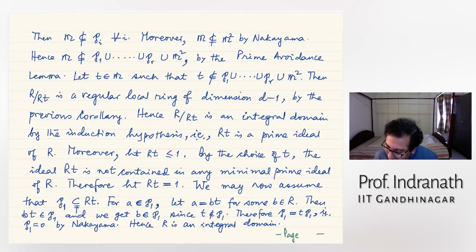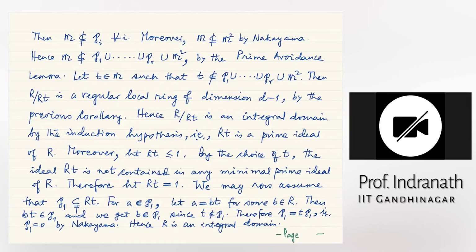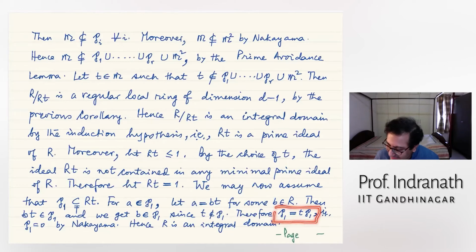So P1 is not contained in RT. If you take any element in P1, then obviously this belongs to RT, say BT, and therefore BT belongs to P1. And we get B belongs to P1 since T is not in P1, and therefore P1 is TP1. But then T, you remember where T was from? It was from Jacobson article. Exactly. So you have this, and again Nakayama applies. Therefore you have 0.